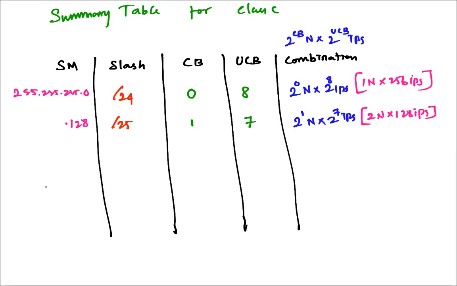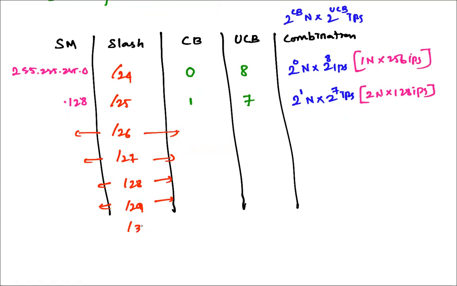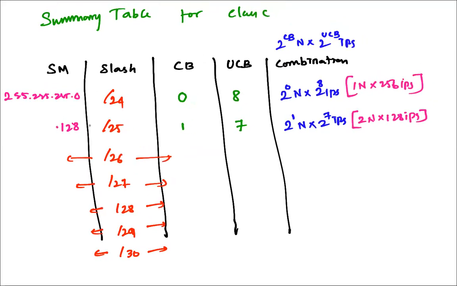Okay, cool. Now I'm not going to write everything, guys. From now, I'm leaving it to you. I want you to write the whole row for slash 26. Write the whole row for slash 27, slash 28, and then slash 29. Write the full row, and then write it for slash 30. I want you to write it by yourself. When you practice the summary table for class C, I wrote slash 24 and 25. I want you to try 26, 27, 28, 29, 30.